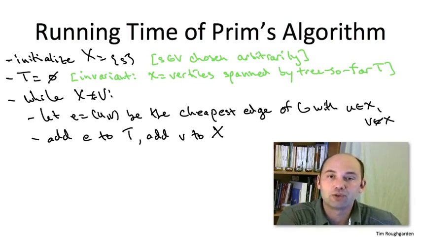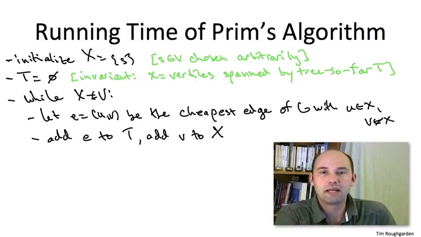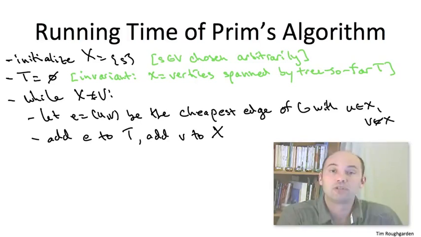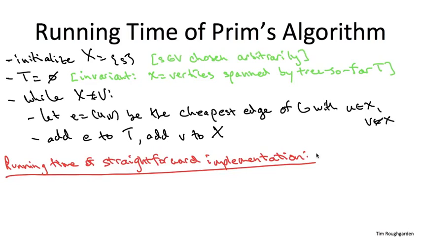The algorithm terminates when we're spanning all of the vertices, and as we've seen, it halts not just with a spanning tree, but with a minimum cost spanning tree. So suppose we just literally implemented this algorithm as is. What would be the running time? Well, the initialization step takes only constant time, so let's ignore that. So then we just have this one loop.